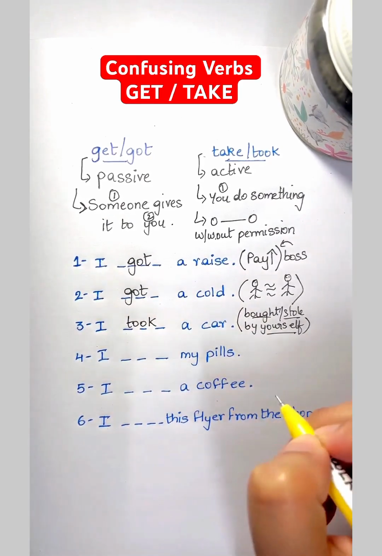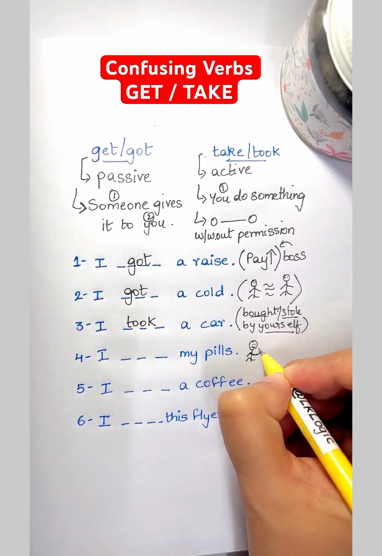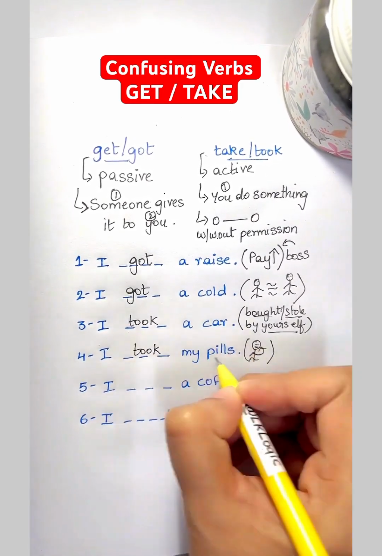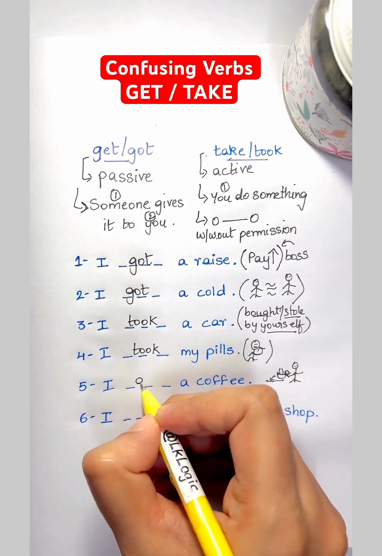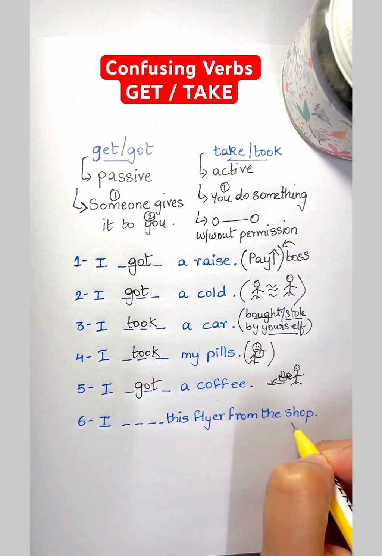I blank my pills. Now you're doing the action by yourself. You're taking your pills. I took my pills. I blank a coffee. Now the barista prepares it and gives it to you. So I got a coffee. Blank this flyer from the shop. Now you do this one.